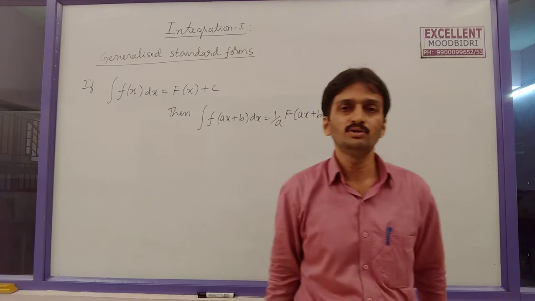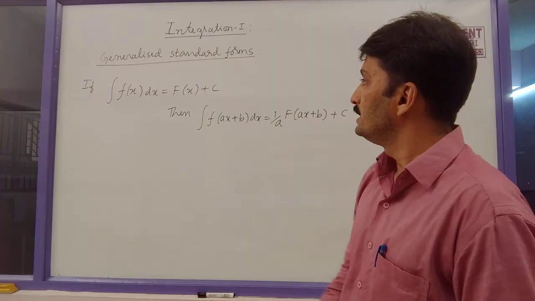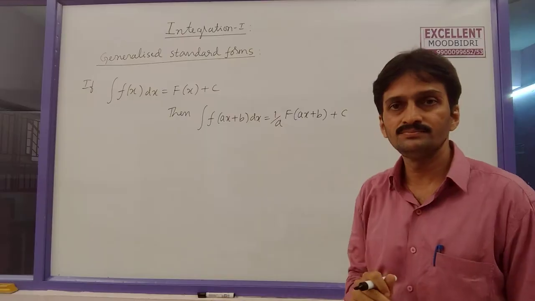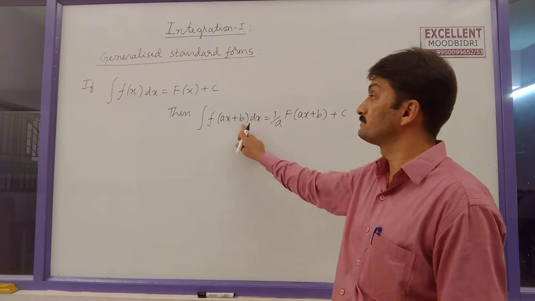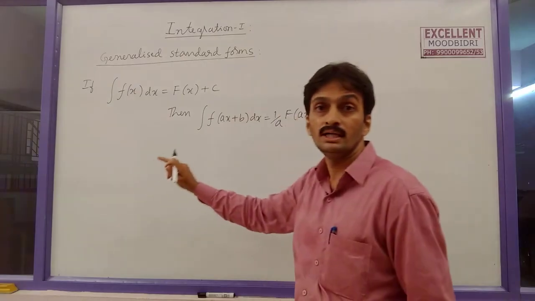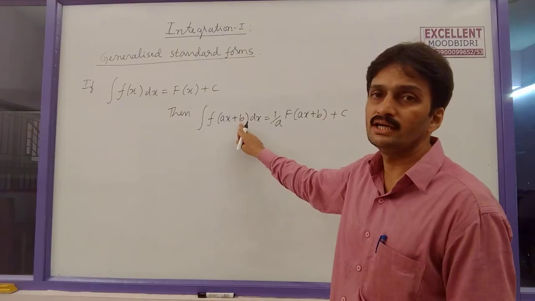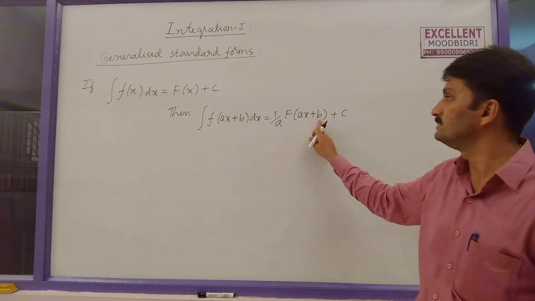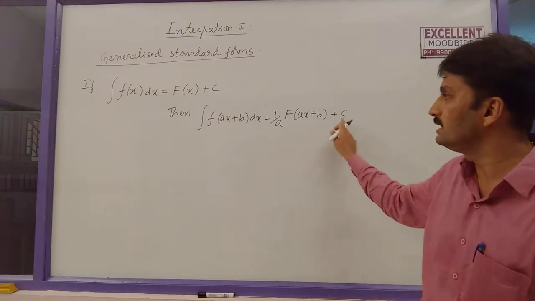We shall now see one theorem. This is the generalized standard integral theorem. If integration of small f of x is capital F of x plus c, then the theorem says integration of f of ax plus b, meaning instead of x you have a generalized linear term, ax plus b. But then how to write the integral? Here the integral is f of x, so replace x by ax plus b, and you should divide by a. So 1 by a F of ax plus b plus c.